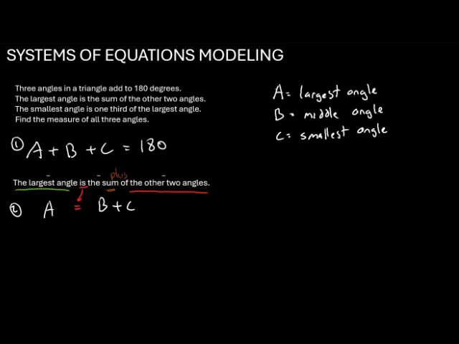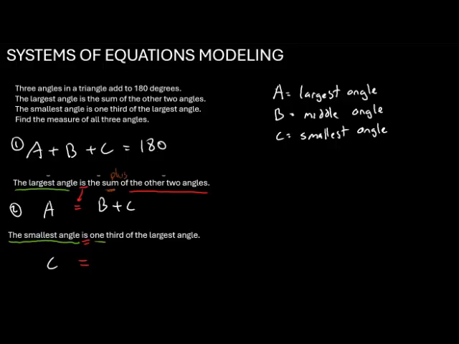The smallest angle is 1/3 of the largest angle. Once again, let's break the sentence down, starting from the left, working our way right. The sentence begins with the smallest angle. We know that smallest angle is C. Then we see the word is once again, meaning there's an equal sign that comes next.